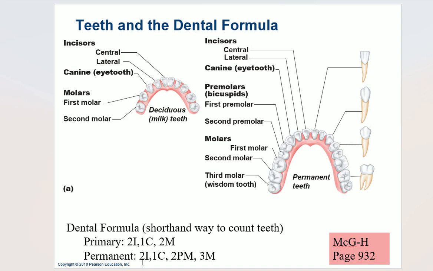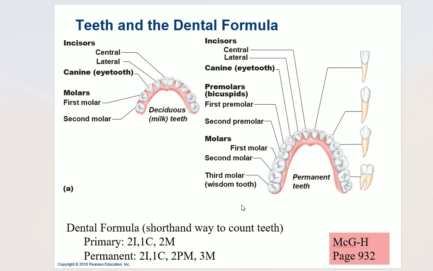The way we count them with primary is 2 incisors, 1 canine, and 2 molars. You got a central and a lateral incisor here, one canine, and a first and a second molar here. And then same on the opposite side, right?